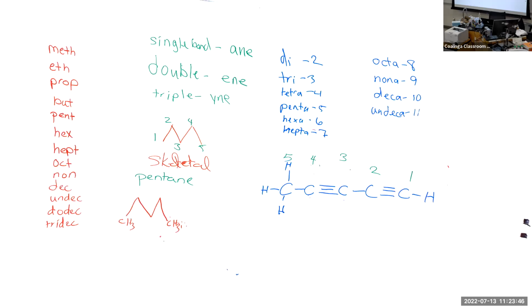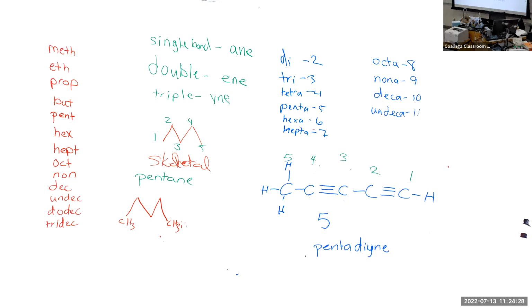Okay, so then we would call this one, how many carbons? 5 carbons. So 5 carbons is what? Pent. So we're going to say pent, and then we say how many triple bonds there are. There's 2, so then we use the prefix for 2: di. Pentadiyne.